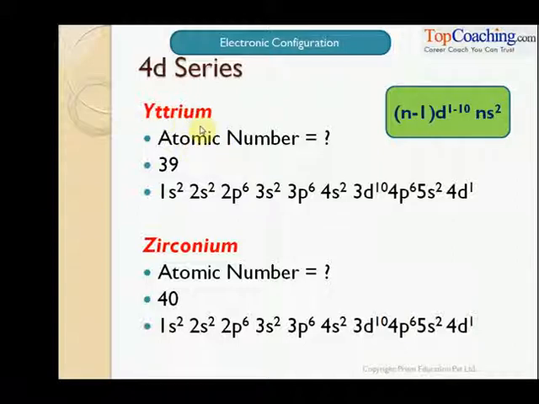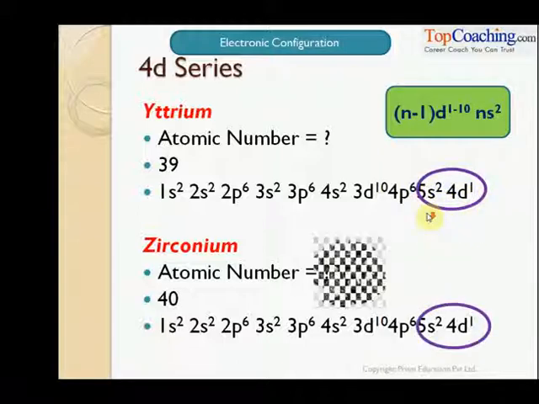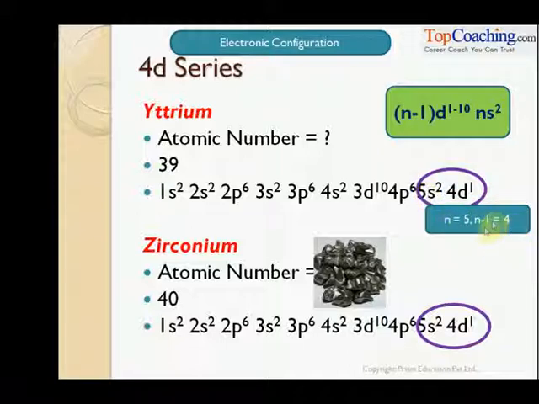A few more examples. With an atomic number of 39, 4d1, this n is equal to 5 and n minus 1 is equal to 4, and this lies in the general electronic configuration of (n-1)d1 to 10 ns2. And zirconium, right? This is what jewelers call zircon.